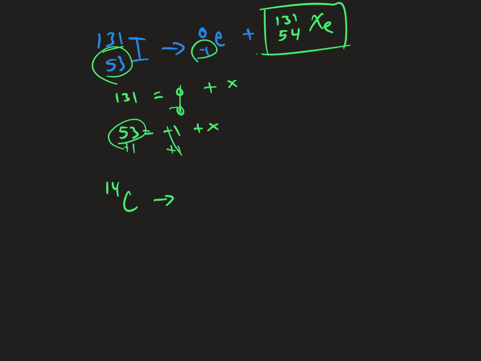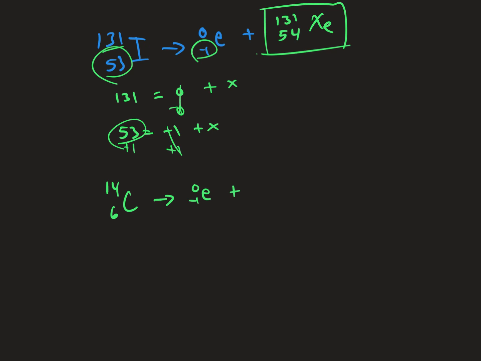Okay, so what number goes down here, guys? 6. Yeah, because it's carbon, right? And what's a beta particle? 0, -1 e. So we got to know that, right? And then we could do the math.